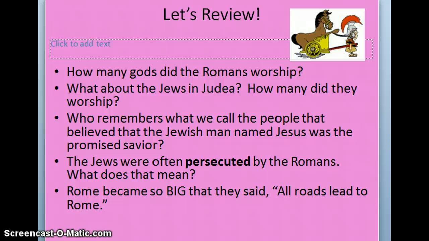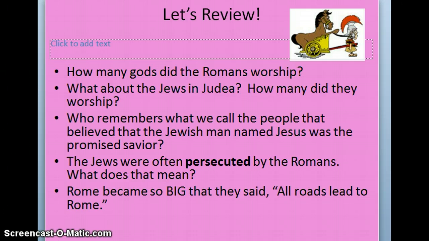Before we do that, how many gods did the Romans worship? Remember, they worshiped lots of different gods. But there was a group of Jews in Judea, and they worshiped one God. And if you remember, that leads into the next question. Who remembers what we call the people that believed that the Jewish man named Jesus was the promised Savior? That was the Jews in Judea, and we called them Christians. They believed that the Jewish man named Jesus was the promised Savior. They only worshiped God, their God, and Jesus was the son of their God. He was the promised Savior.